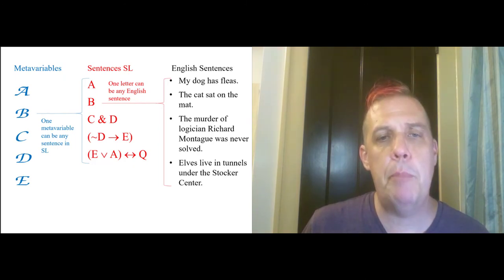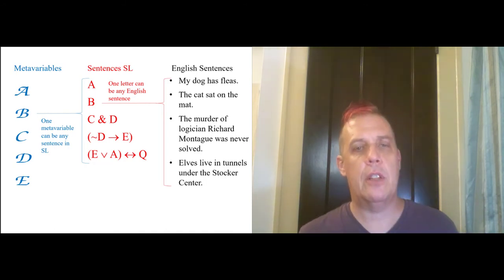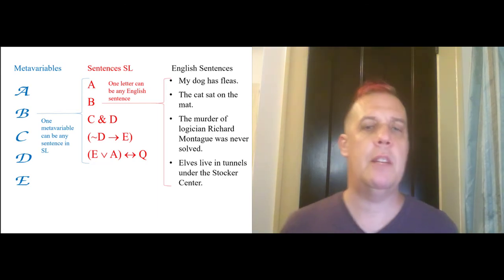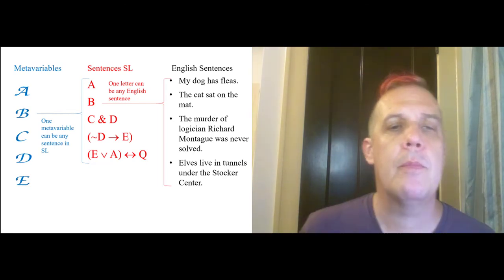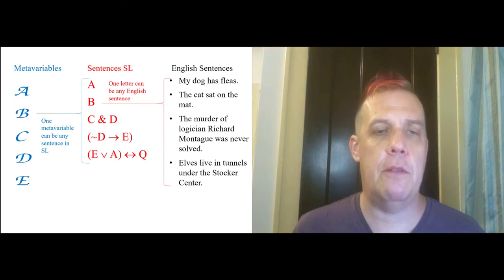So the letter B can represent my dog has fleas, the cat sat on the mat, the murder of logician Richard Montague was never solved, or elves live in tunnels under Stocker Center. Now, I'll give you a hint. At least one of these statements is true. So that's what B can stand for.